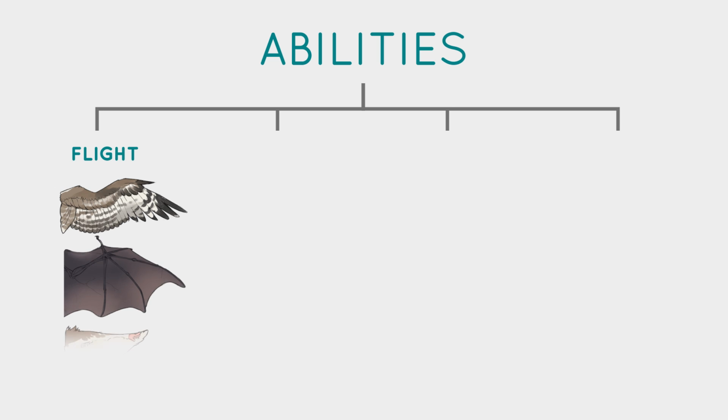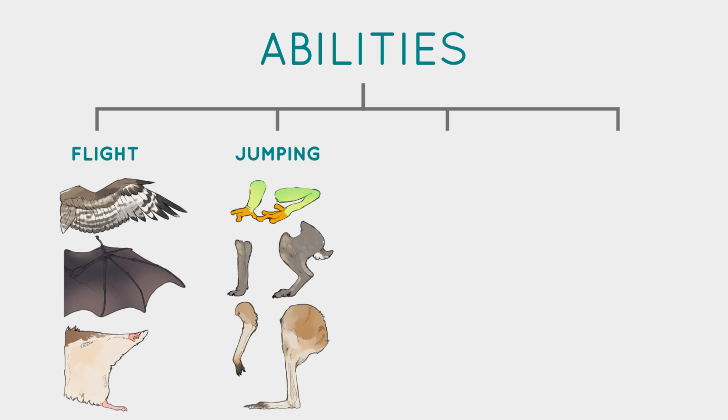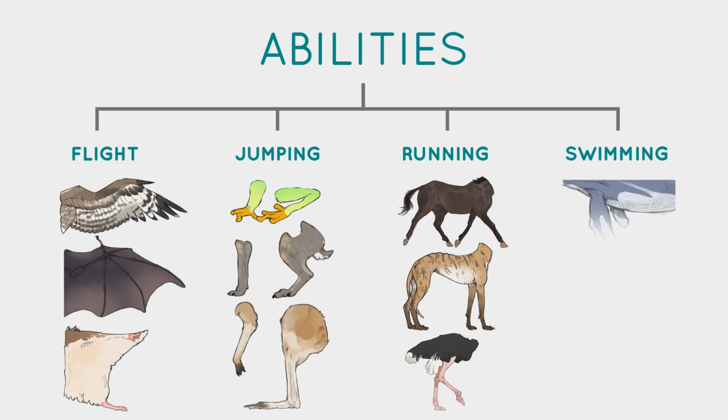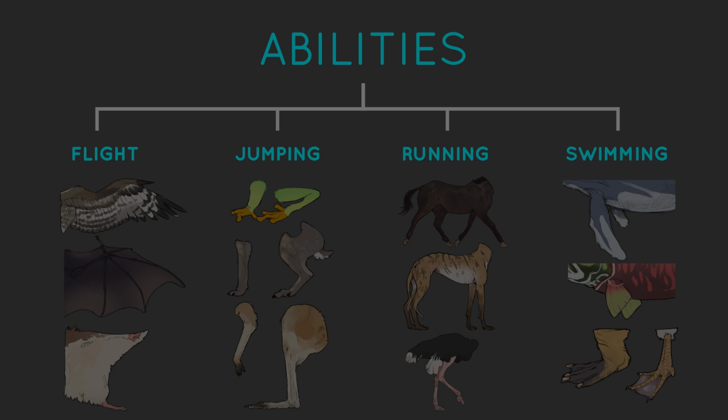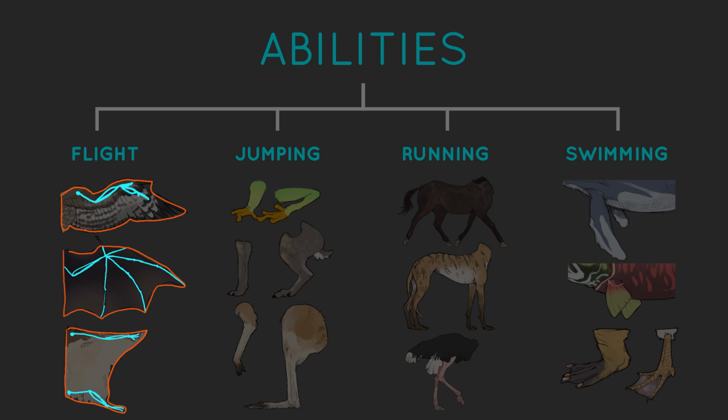Let's start with abilities. For abilities I chose flight, jumping, running, and swimming. Let's start with flight. Flight is often expressed through feathered wings, bat wings, or even wings made out of fur-coated skin. Important to know is that to make flight possible, the animal must have thin bones and wings with a big surface to carry the animal through the air.